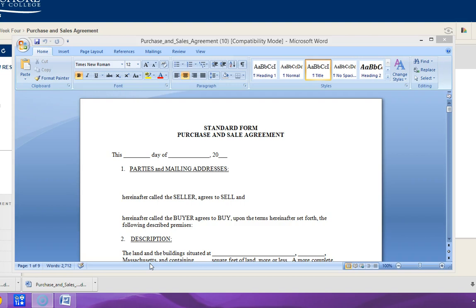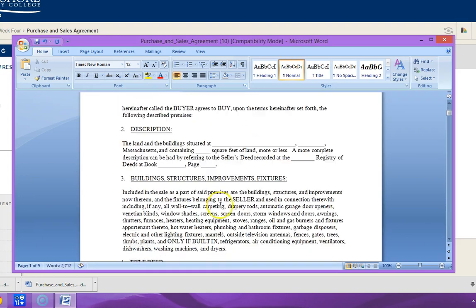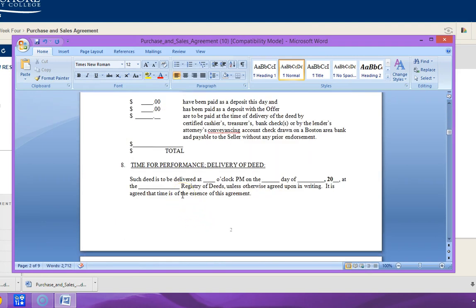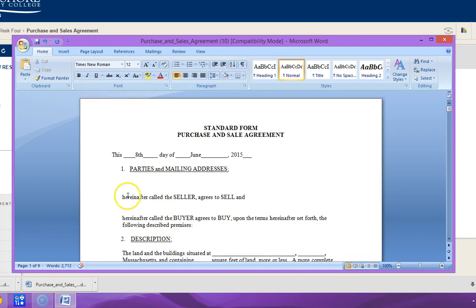So if the date at the top of the purchase and sales agreement is today's date, like this, June 15, then the date down here in paragraph 8 is typically no earlier than June 30th, and it may be the middle of July, okay? And it could be end of July, all right?